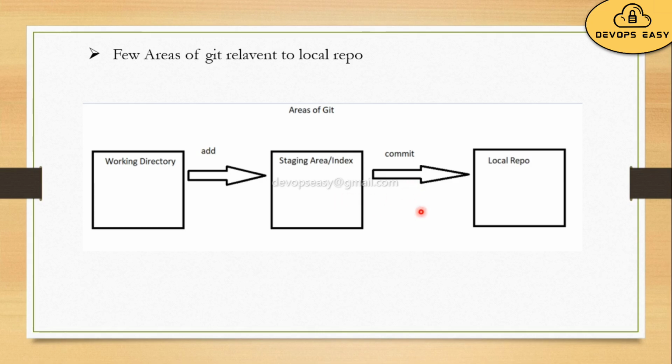So before committing, I told you, right, you need to do some configuration, which is git config, username and email ID you need to give. I told you that you need to create an account in GitHub. So you need to give the same email ID which you have given in GitHub, with the same username which you have given in GitHub.